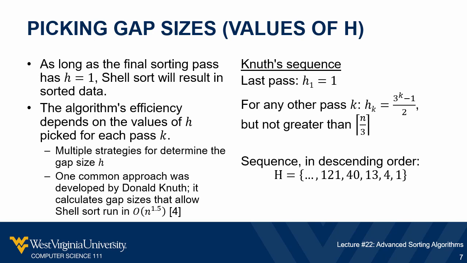If we were to apply these rules to the 15 element array that we've been working with here, we would end up with gap sizes for our passes of 5, 4, and 1. So we would have 3 passes altogether. Let's go ahead into Eclipse and see how we can implement shell sort using Knuth's formula for determining our gap sizes.